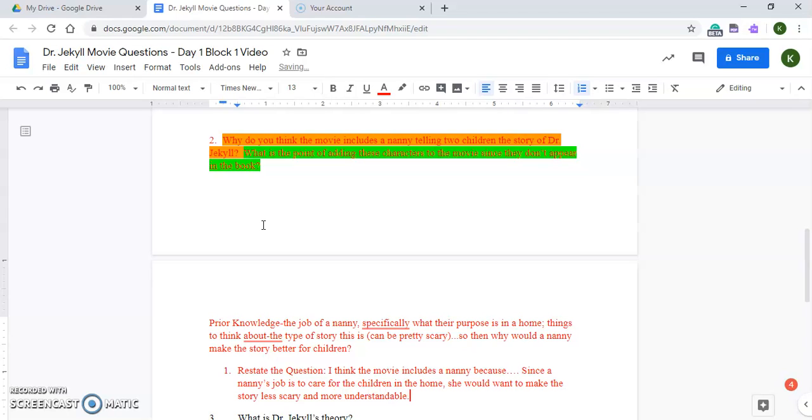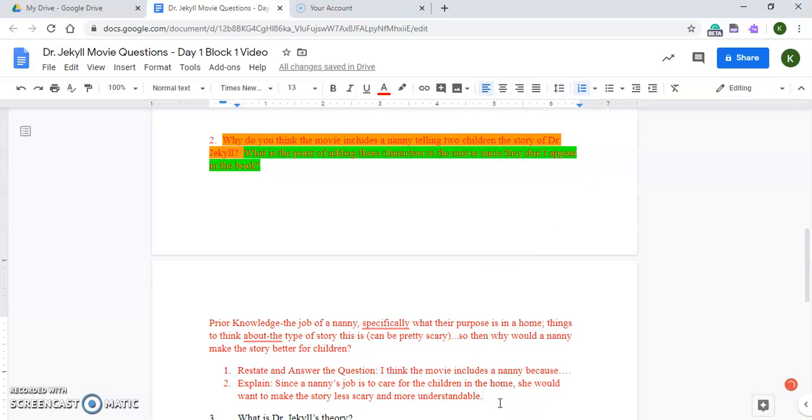And so that's the first part of the question. You have to restate and answer the question. And then this second part is actually right here. So I restated, I think the movie includes a nanny because, and then I restate and answer, and then I'm going to explain it. And that's my explanation. So that's part one. Apologize for my typing.